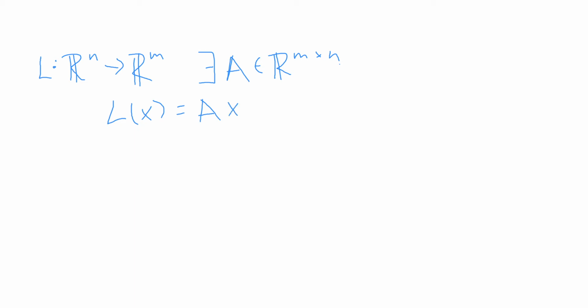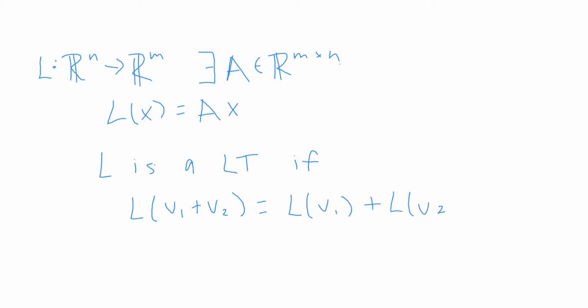For a quick review, we'll discuss the definition of a linear transformation. A mapping L is a linear transformation if for all v1 and v2 in Rn, we have that L of v1 plus v2 equals L of v1 plus L of v2. We also have that for a scalar alpha and a vector v, L of alpha v equals alpha L of v.